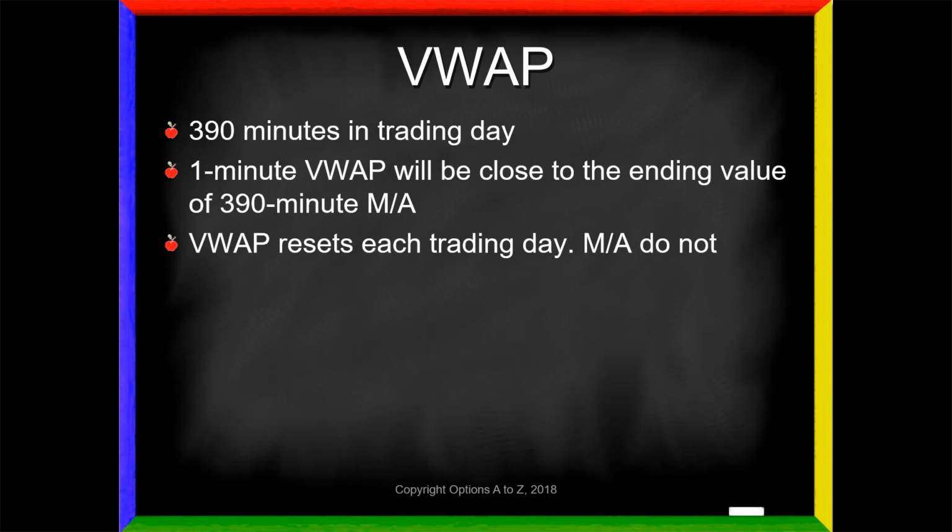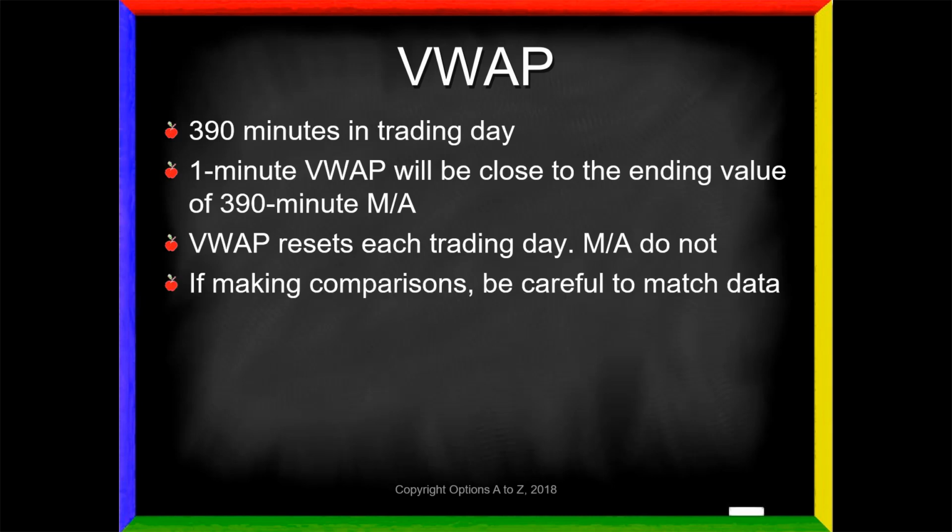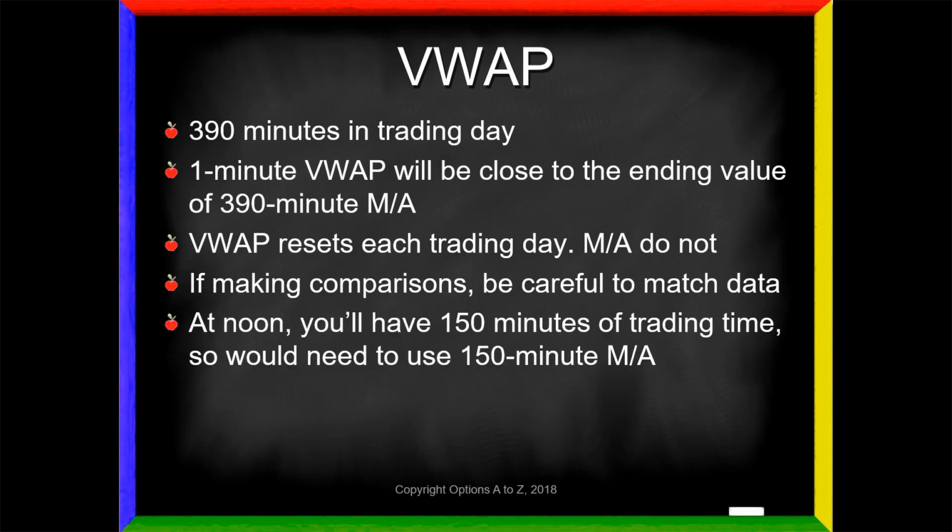And so sometimes traders like to make comparisons between VWAP and moving averages. So if you're making comparisons, be careful to match your time frames and your data. So for example, at noon, you're going to have 150 minutes of trading time. You don't want to compare it to a 390-minute moving average. Why? Because you're going to be using averages from the previous trading day. So in that case, you would want to use a 150-minute moving average if you're going to make comparisons. So just kind of keep that in mind. You have to be careful about trying to match your moving average data with your VWAP data.